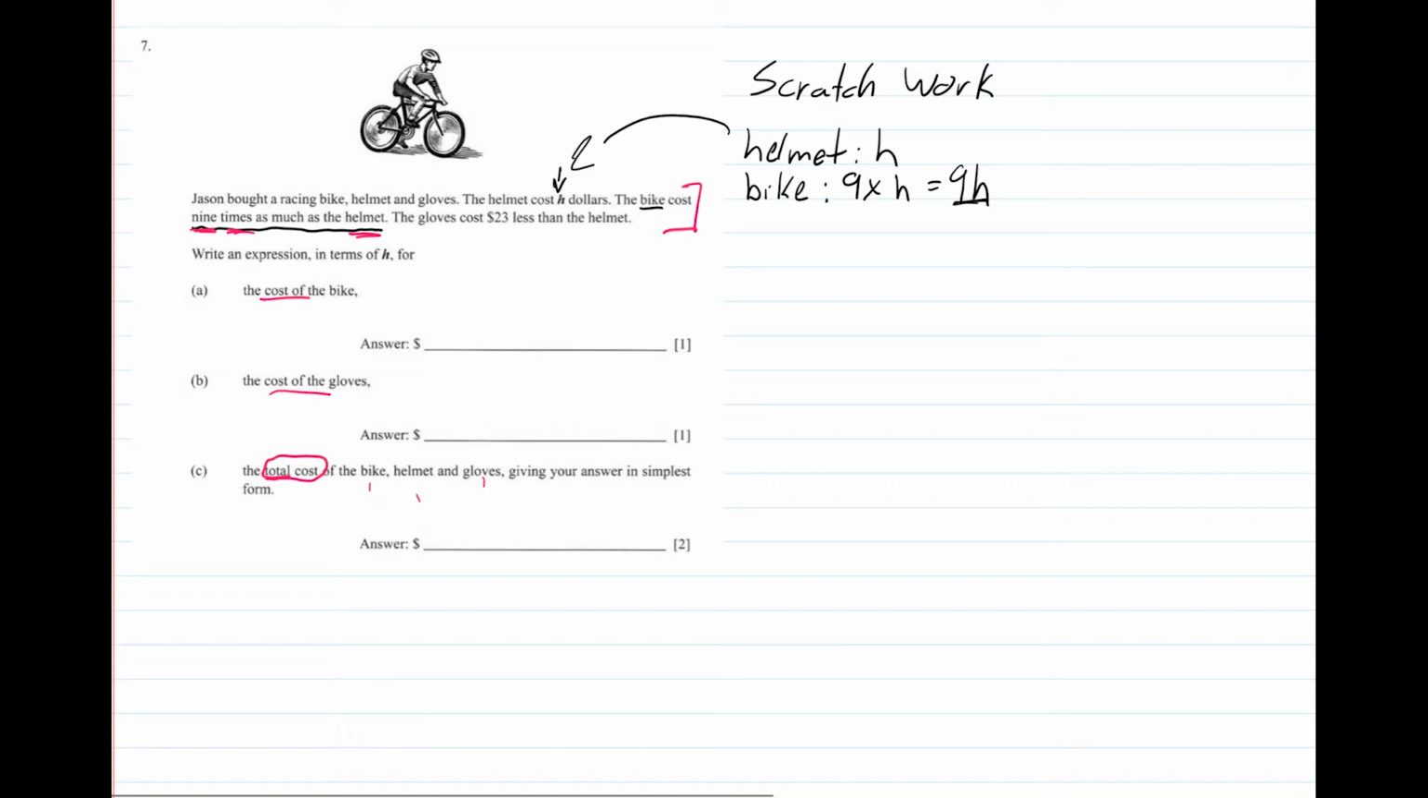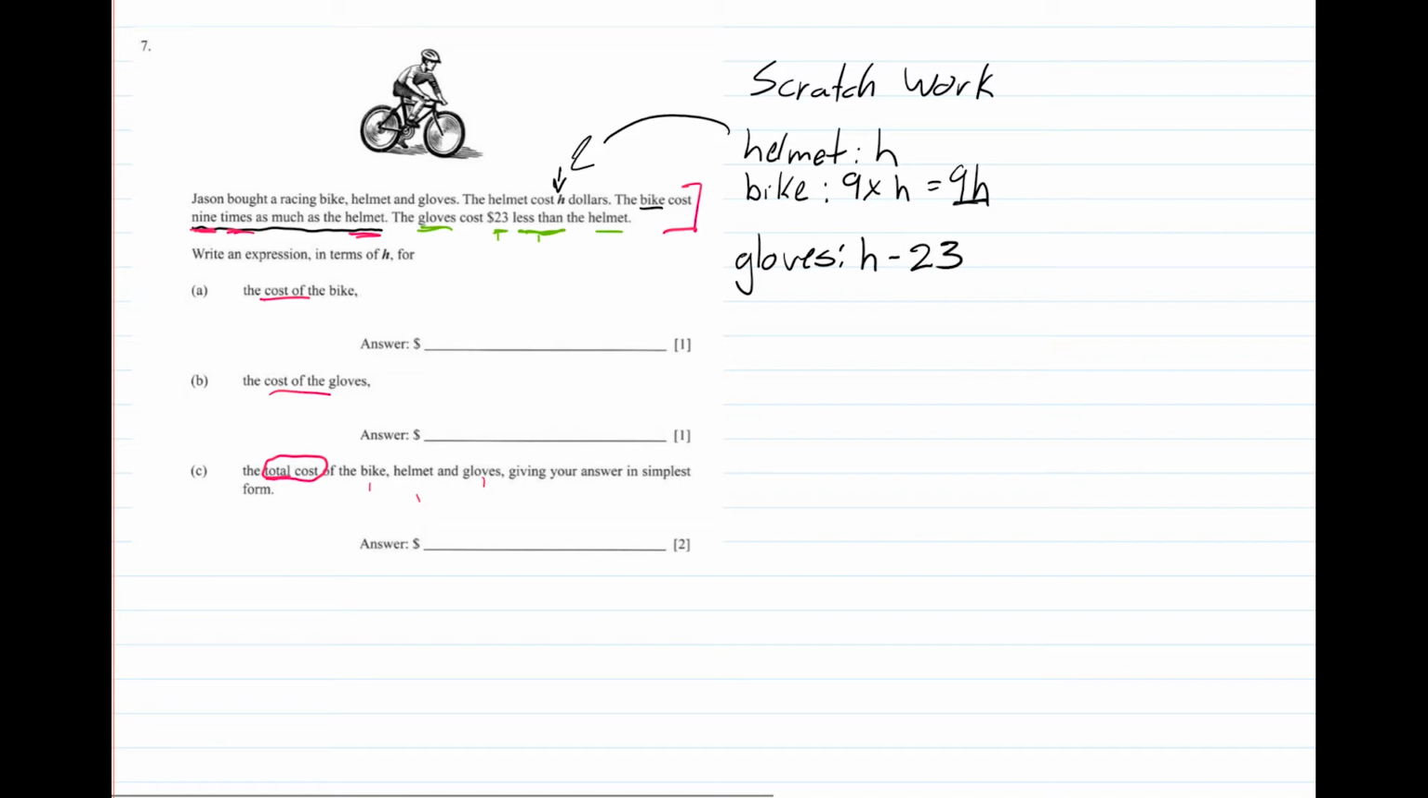So now let's look at the gloves. It says the gloves cost $23 less than the helmet, right? So when I write that expression, let's write down gloves. That means the gloves will be the helmet minus 23, because it's $23 less than H, right? I can't draw, but $23 less than H.